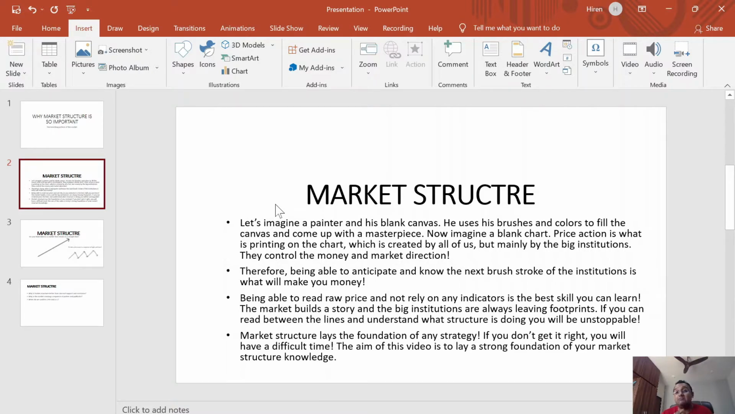If you do not understand market structure, you will have a really difficult time, because if you base your trades on indicators, it might work out, but do you really understand what's happening? Because indicators are built from price, from market structure, and from price action. They take the data from the chart and then they make it into an indicator. This is what I do not like about indicators, because if I can read raw price, then I do not need indicators, because I know if a market is oversold or overbought just by looking at the charts.